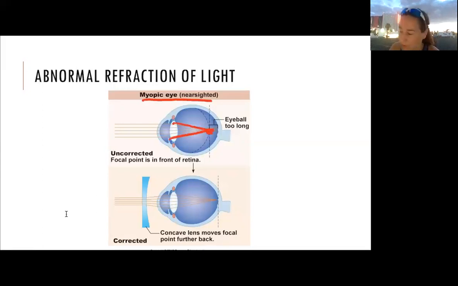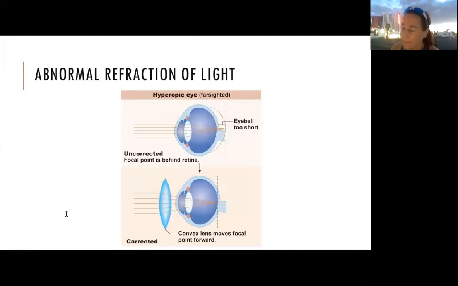Your fovea centralis is way back here. Your eyeball is too long. And so you need to use corrective lenses to make sure that the image does go back to the fovea centralis where you need it to be, and it fixes itself. So this is myopic, nearsightedness. There's hyperopic, and that's farsighted.